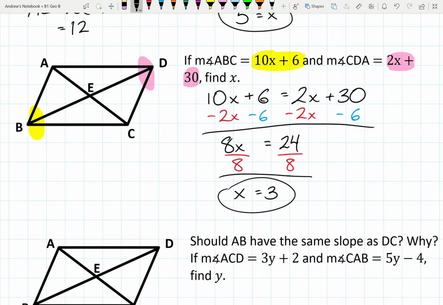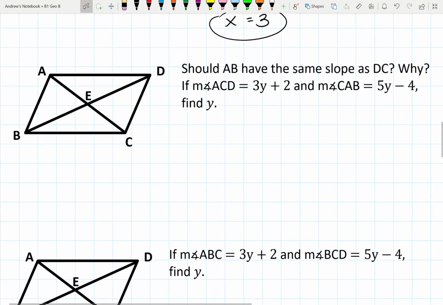And again, if I went ahead and plugged in 3, I should get the same thing for both of these. As I'm running it through my head, if you plugged in 3 for x on both of those, they'd both come out to be 36 degrees, which is great. We want them to be the same thing. But again, the opposite angles being the same is what allows us to set it up at first.